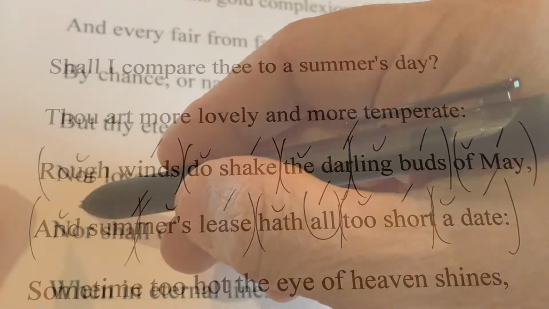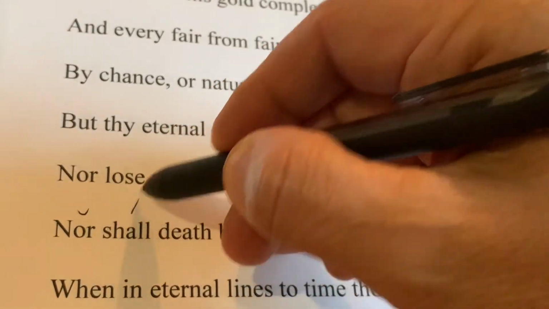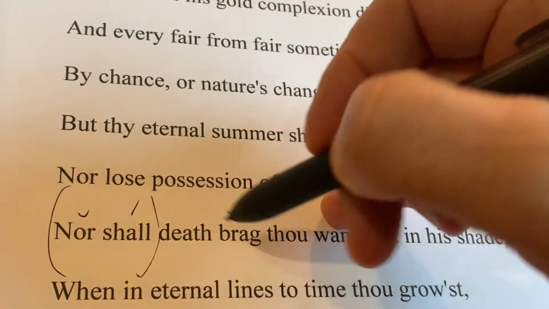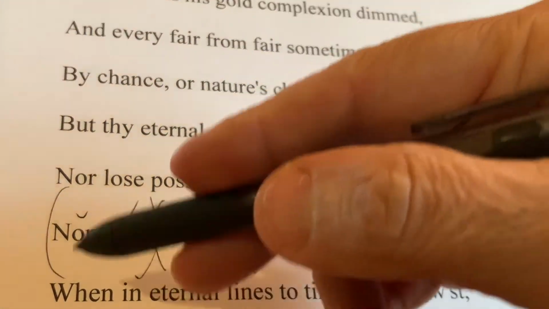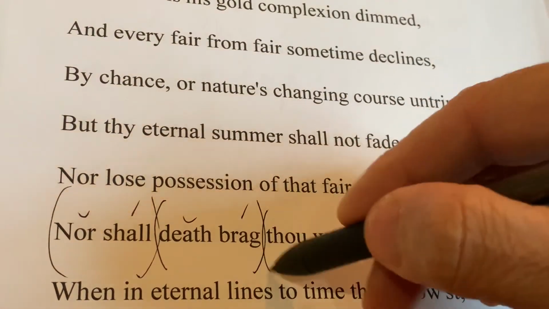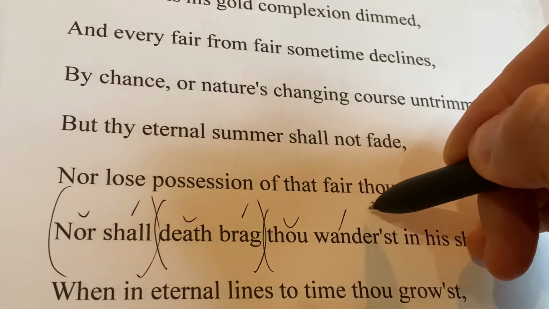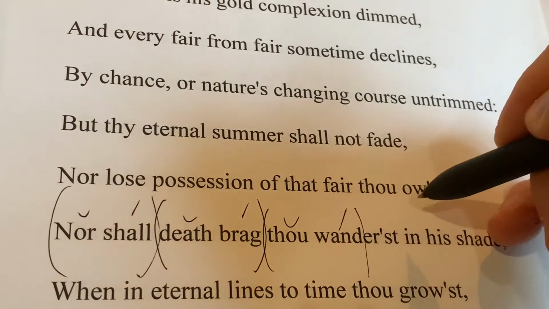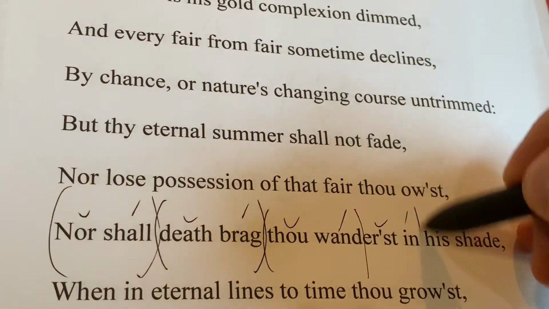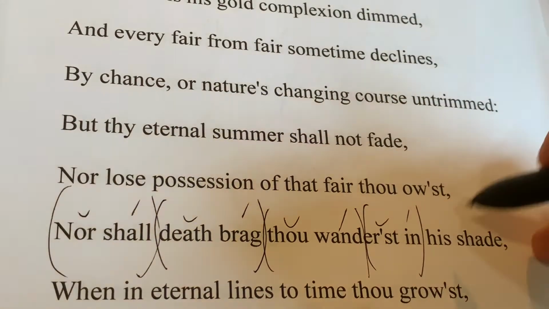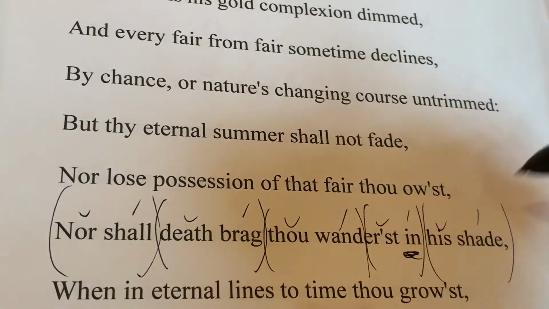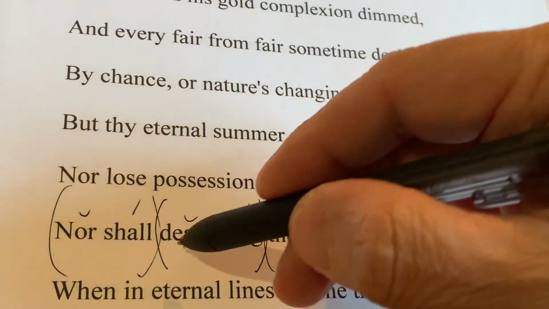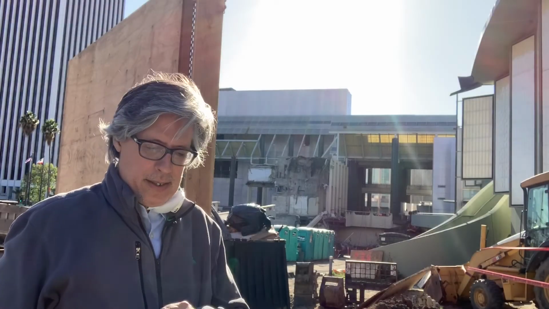You can hear it. Or here. Nor shall death brag. It's not death brag. Nor shall death brag. Thou wand'rest in, there's a promotion of 2 weaks, his shade. So in this line we have promotion here, and we have demotion here. Stress is always relative again.